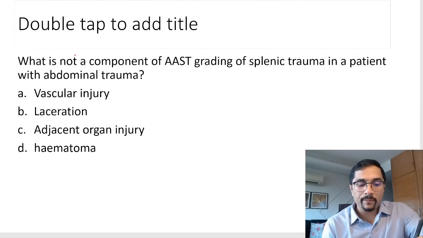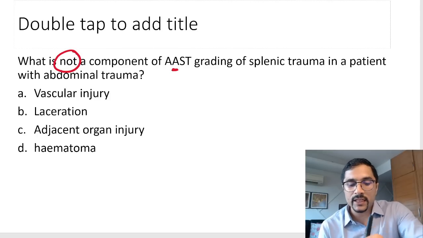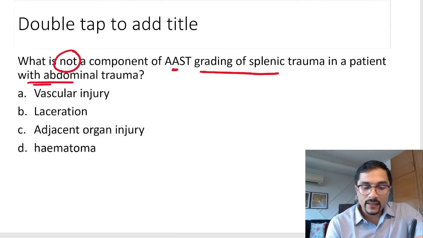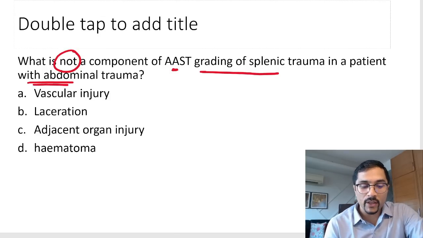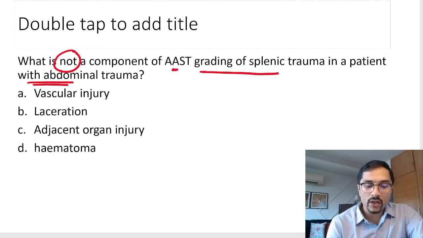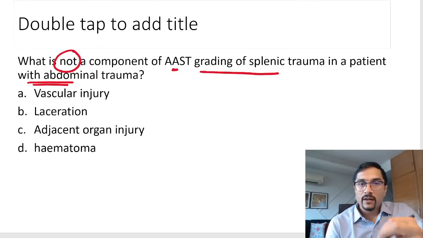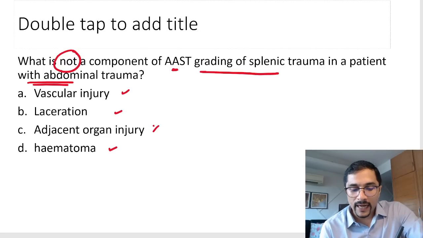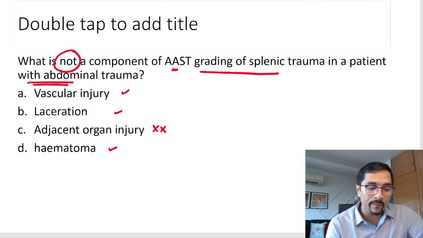Which is not a component of the American Association for the Surgery of Trauma grading for splenic trauma in a patient with abdominal trauma? Okay, so which is not a component there. Vascular injury is a component, laceration is a component, hematoma is a component, adjacent organ injury is not a component.